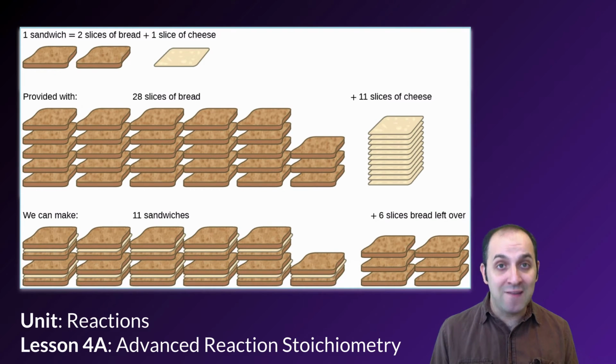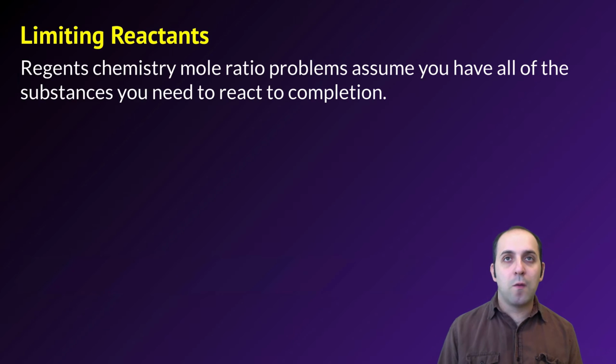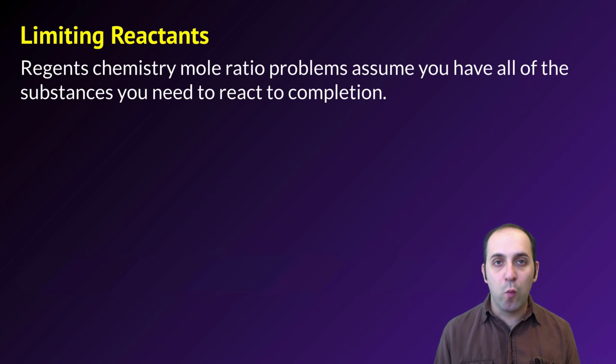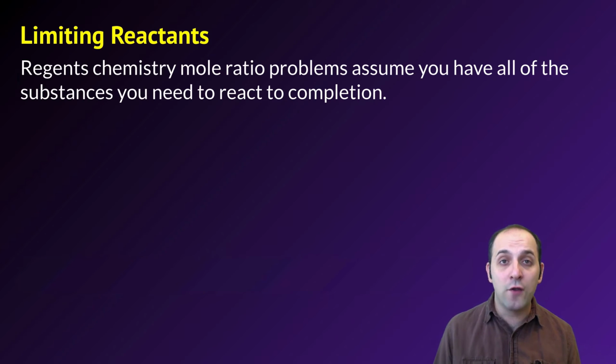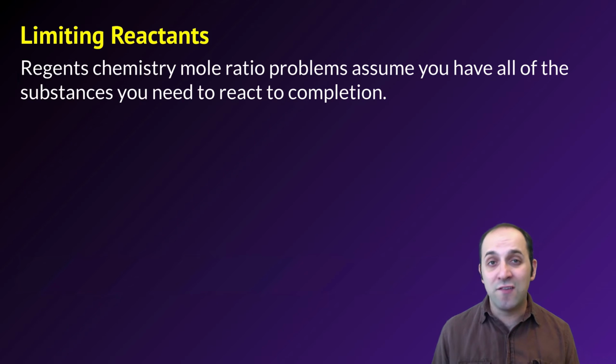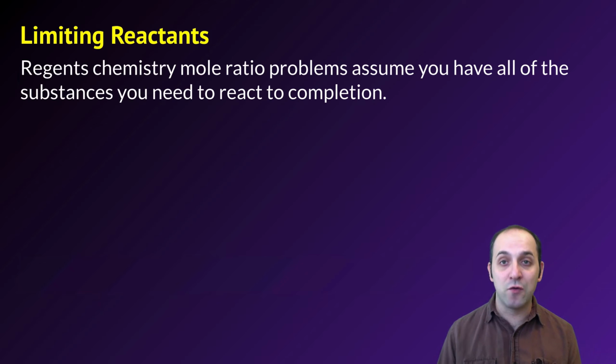That's the basic point of what we're about to discuss. Most times in the real world, chemical reactions don't occur in perfect molar ratios. There's always going to be more of one substance than is needed and less of the other substance. That substance that will run out first is called the limiting reactant. In our sandwich example, it was the cheese. In our chemical examples, it's going to be different chemicals in the equations.